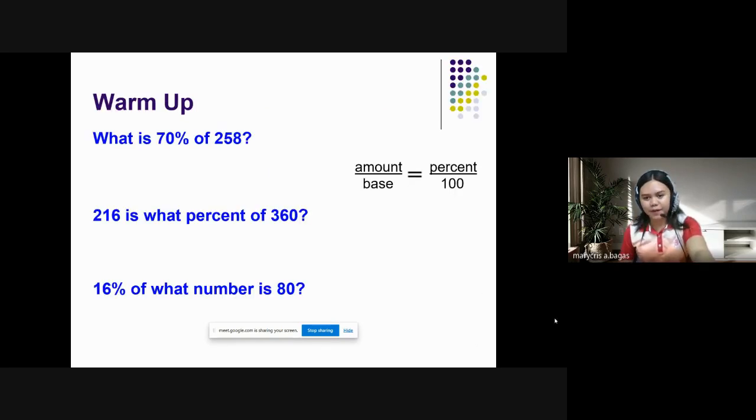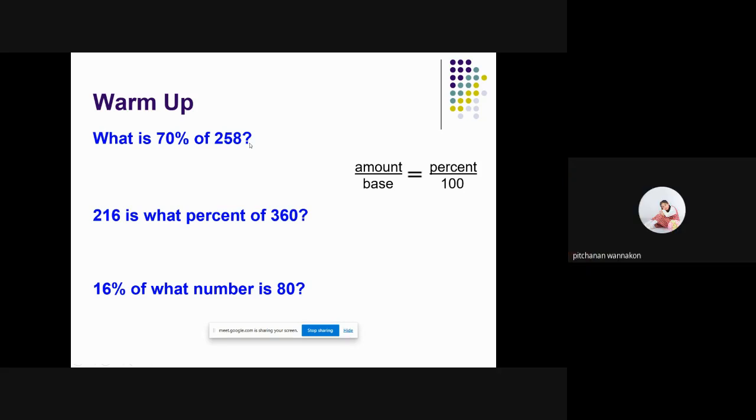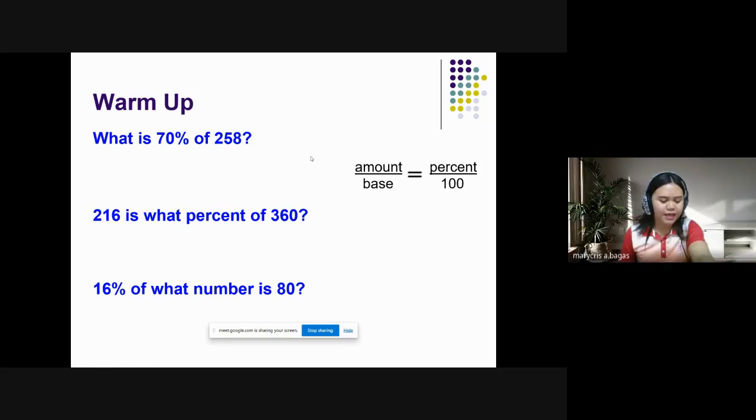Warm up. Okay, let's try this. I think you know this one already, but we have to try this one. What is 70% of 258? Do you know how to get it? Yes. Okay.